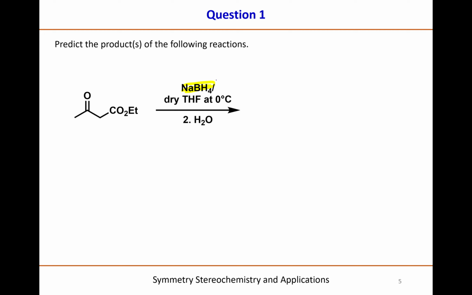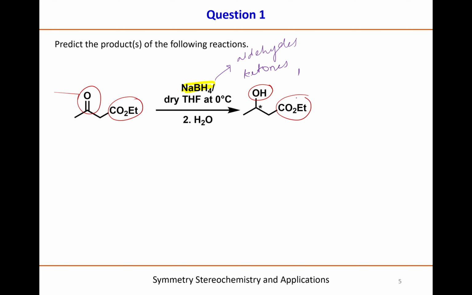It can reduce only aldehydes and ketones. Am I right? But here we have two functional groups. One is ester, one is ketone. So all of you know that NaBH4 can't reduce the ester, so we will get the product which has only alcohol here, and the ester will remain as it is because only ketone reduction will take place.